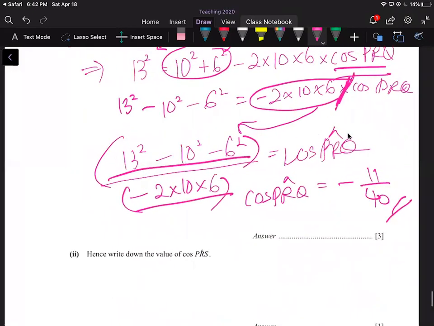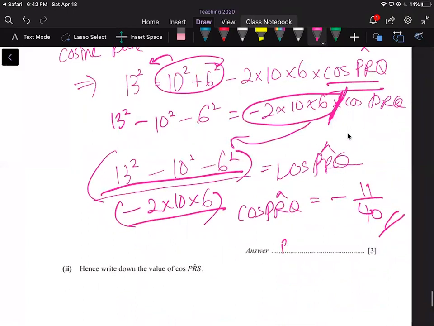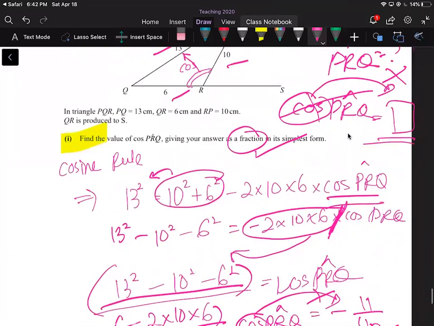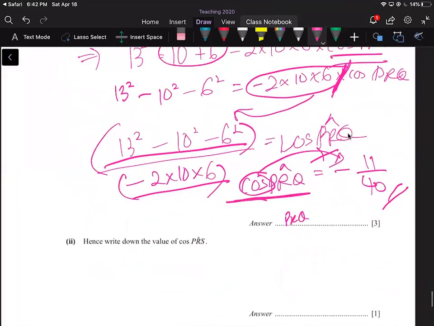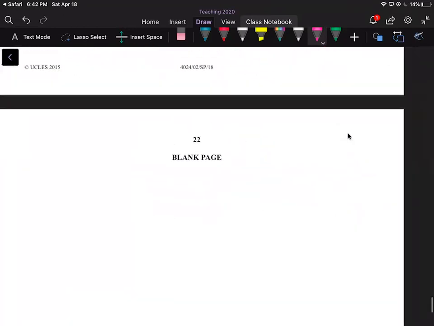Kalau ikutkan sebenar-benar cosine rule, untuk kamu cari PRQ, kamu pindah ni kan, sebelah kamu jadikan inverse cosine. Tapi ini indah, kamu indah buat movement ni. Pasal apa? Pasal ia bukannya mau PRQ, baca soalan dia mau cosine PRQ. So that's why cosine PRQ is equal to ini. You stop there. Sudah, jangan dikacau lagi. Okay? I think that's it kan. Okay, so that's it boys.